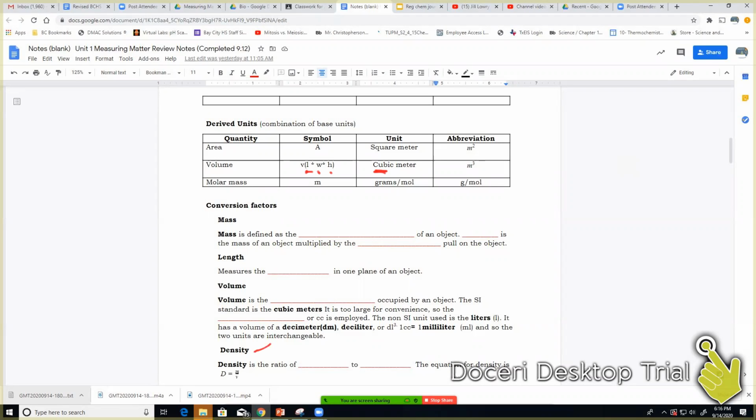Area, square meter, and then molar mass, little m. Our derived units will be grams per mole, or g per mol. Another one that we're going to be working with in just a little bit is density, which is mass divided by volume. So your units would end up being something like grams per milliliter. Grams is a unit for mass, milliliters is a unit for volume.